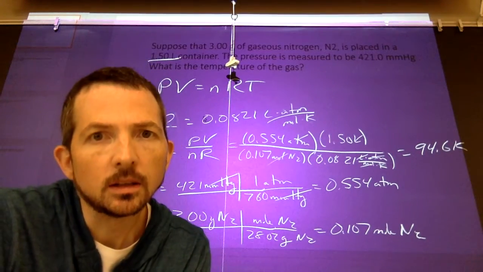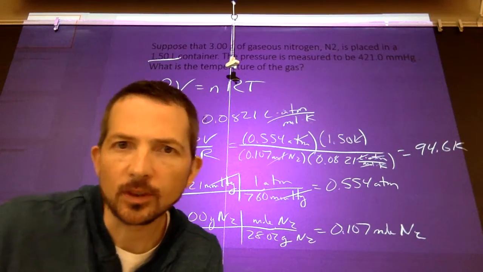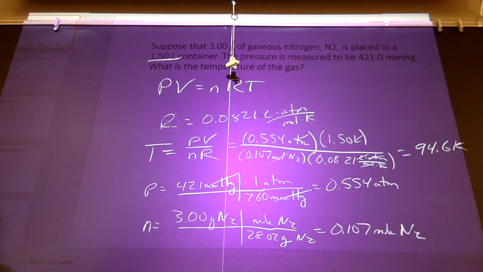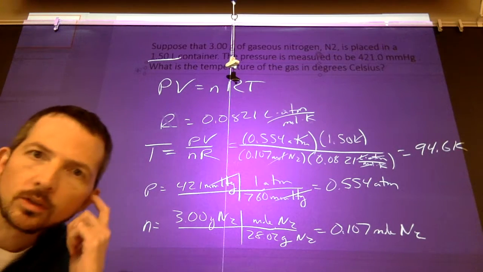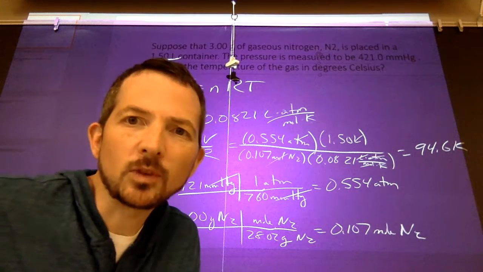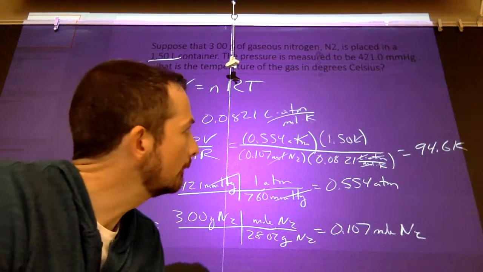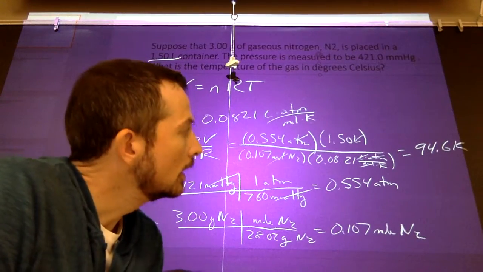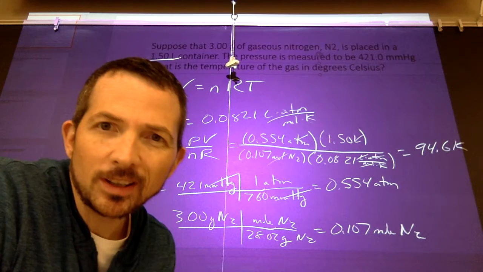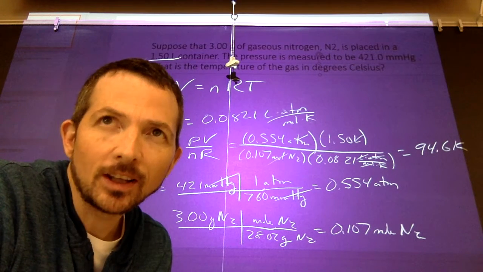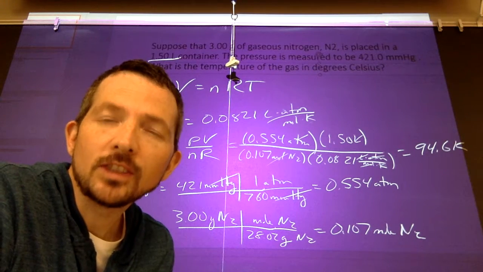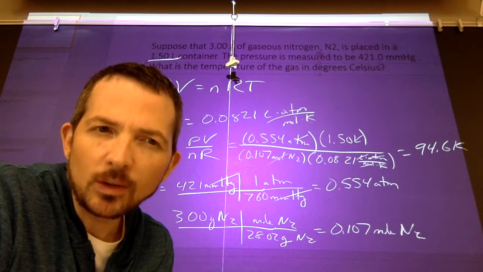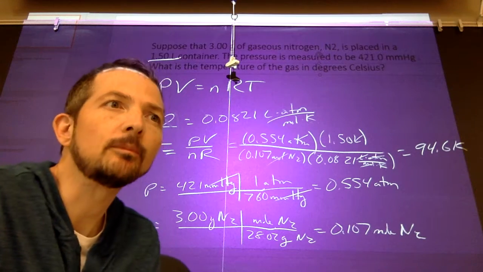And now that answered this problem. Let's change it up a little bit. Say we ask, what is the temperature of the gas in degrees Celsius? Now you have to convert Kelvin to degrees Celsius. If you have a Celsius temperature, you have to add 273 to that.